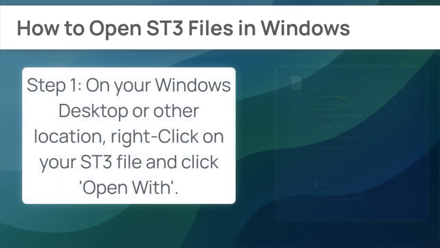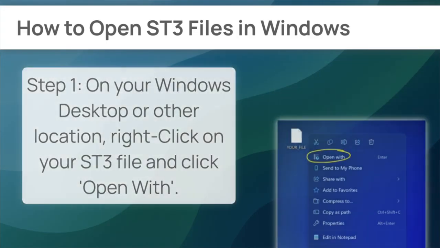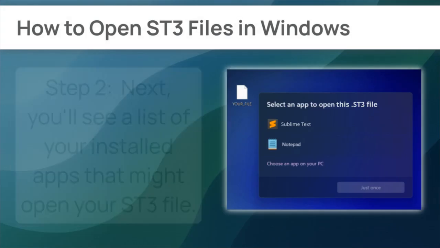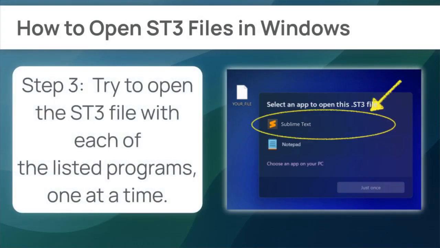To resolve the application failure, right-click your ST3 file and choose Open With. Check for Sublime Text and test it first. If it's missing, select another program from the list. We need a successful file association.